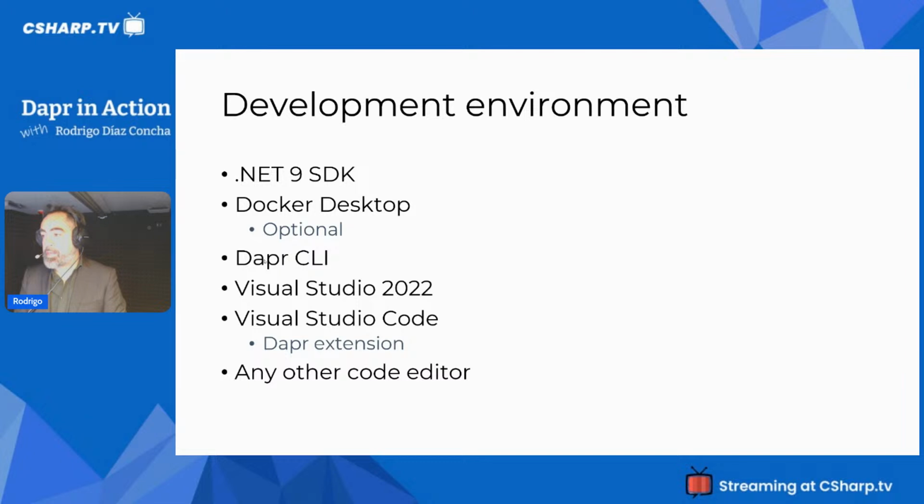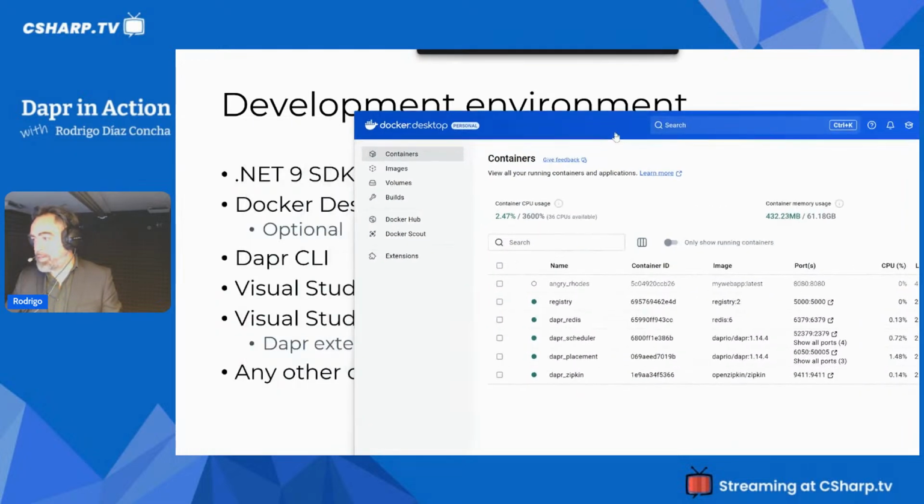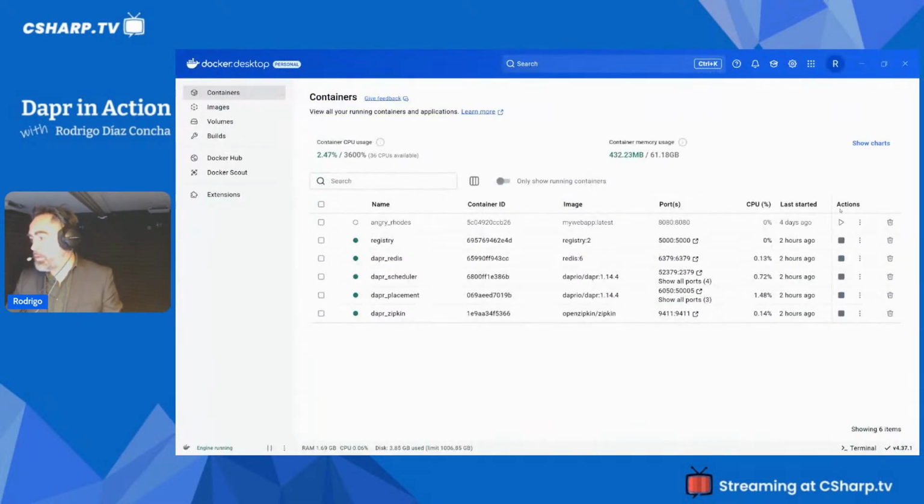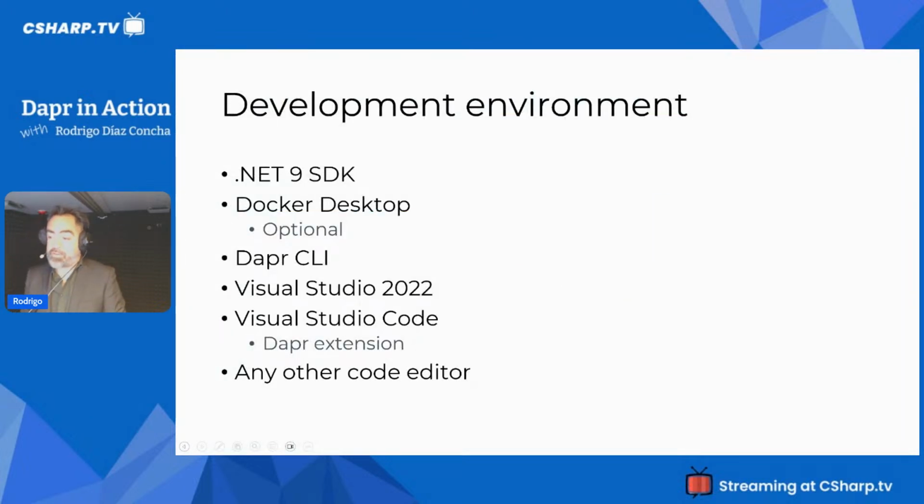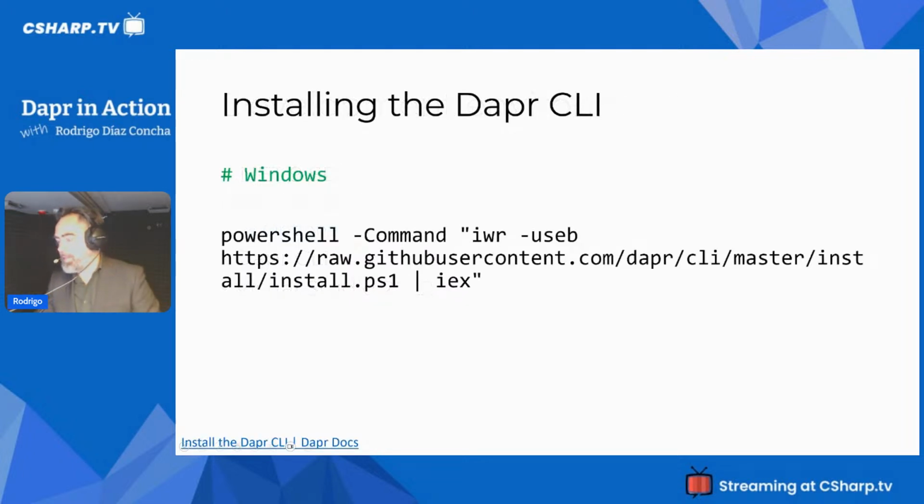Okay. So I'm using .NET 9 and I'm using Docker Desktop. I can show you that here in this screen. You can see that Docker Desktop is running, right? And I'm using Visual Studio 2022, and I'm also using Visual Studio Code. There's a Dapr extension for Visual Studio Code for debugging purposes. I think that's perfect. And there's also an extension for Visual Studio 2022. Or you can always use any other kind of editor. But actually, this is the environment that we have in this Dapr in Action series.